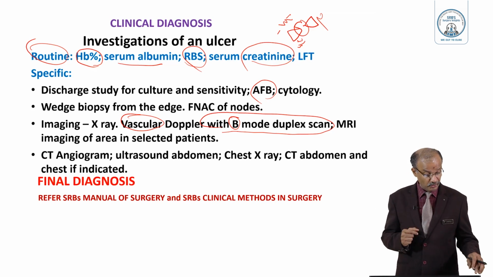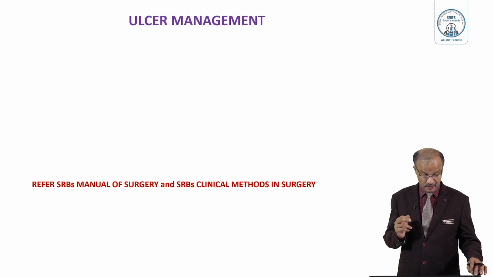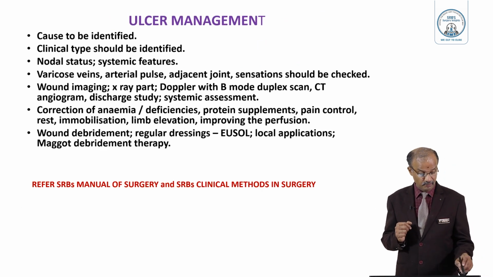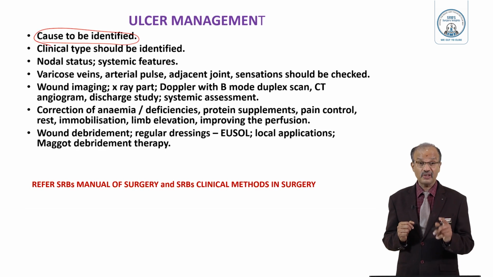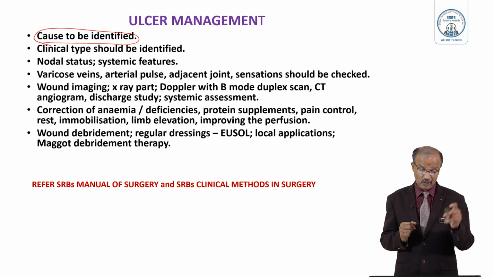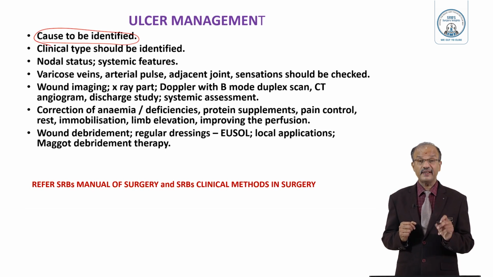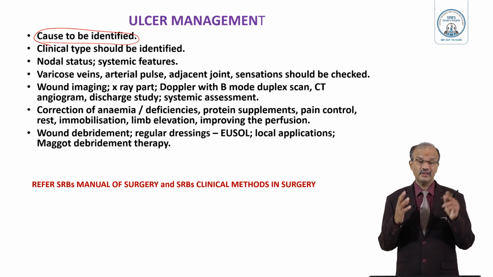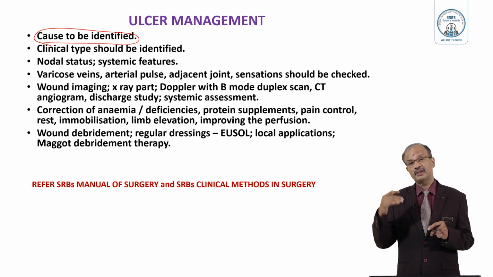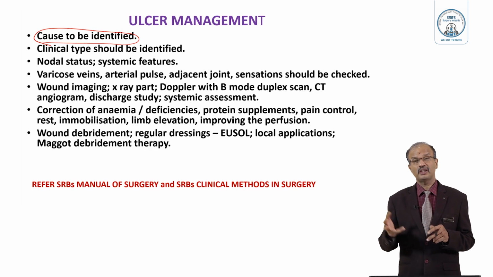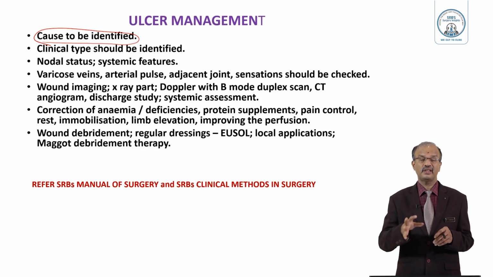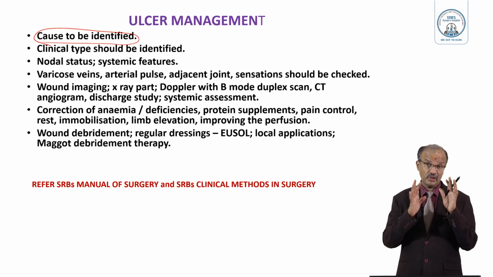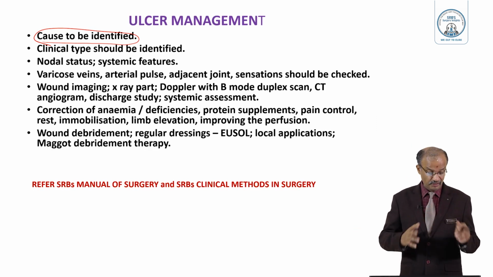What exactly is the patient's condition? This is also important to plan the treatment. And for ulcer management, the cause has to be identified. It's very, very important. It should be identified by all these evaluation methods. The clinical type should be identified: healing ulcer, non-healing ulcer, callus, then the etiological types: malignant ulcer, specific ulcer, non-specific ulcer, traumatic ulcer, hypertensive ulcer, venous ulcer, arterial ulcer, all of which I have already told. So based on the clinical presentation, you can decide.